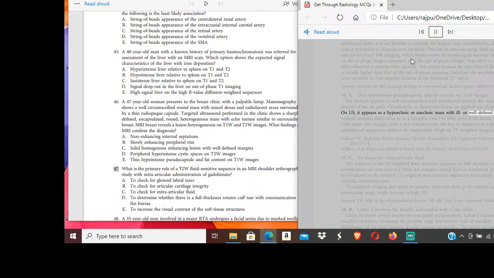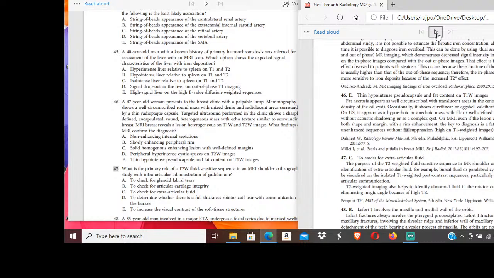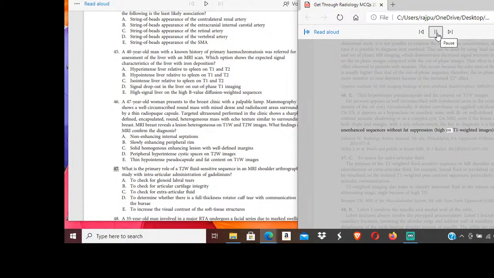Mass with ill or well-defined margins, with or without acoustic shadowing, or as a complex cyst. On MRI, even if the lesion appears irregular in both shape and margin, with a rim enhancement, the key to diagnosis is a fat internal signal on unenhanced sequences without fat suppression, high on T1 weighted images. Dannert W., Radiology Review Manual, 7th ed.